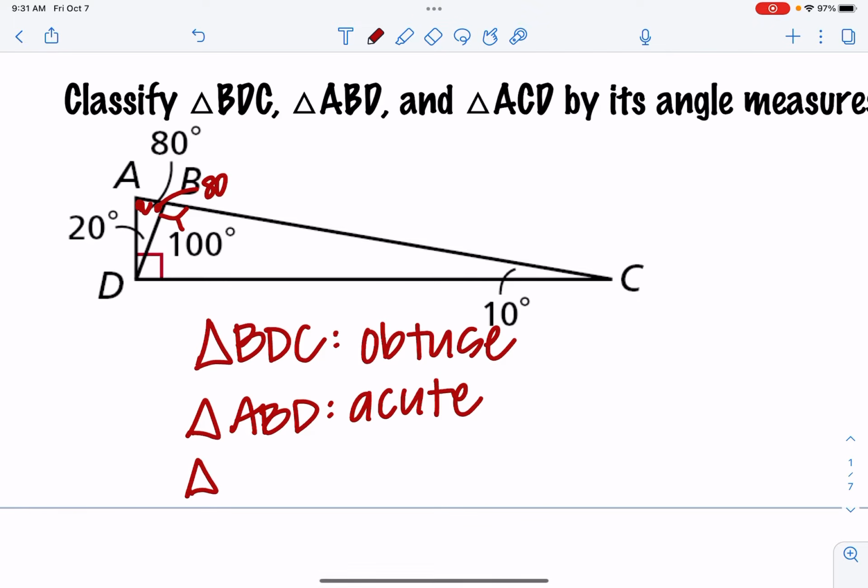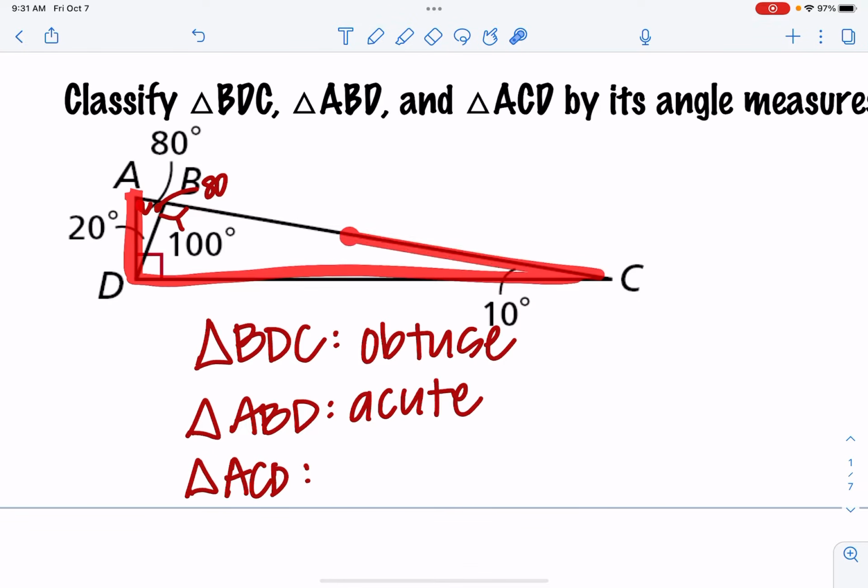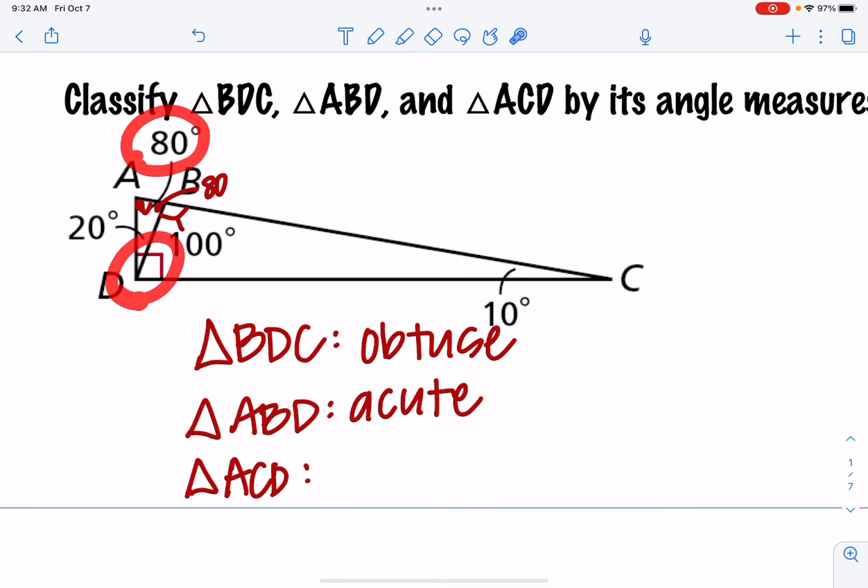And then lastly, ACD is the big triangle, so this whole thing. So you have an 80-degree angle, the 90-degree angle, and the 10-degree angle. So that makes it a right triangle.